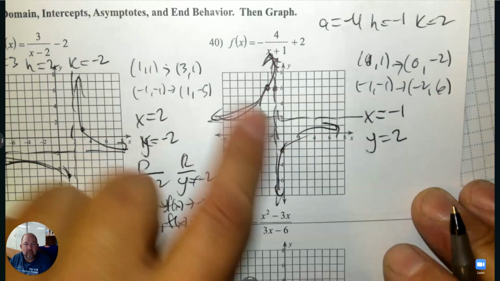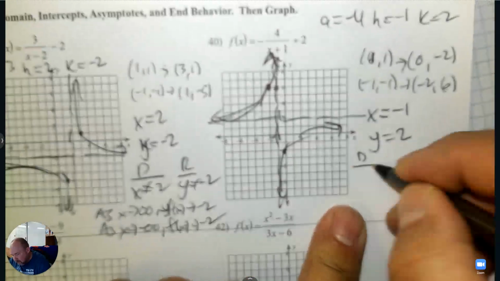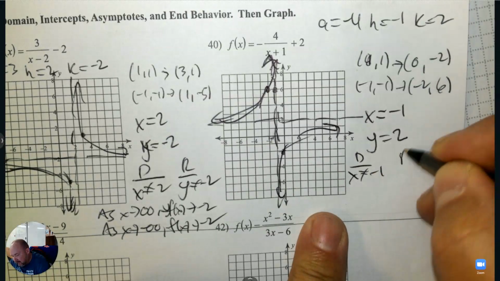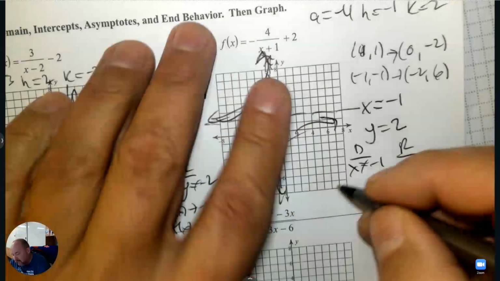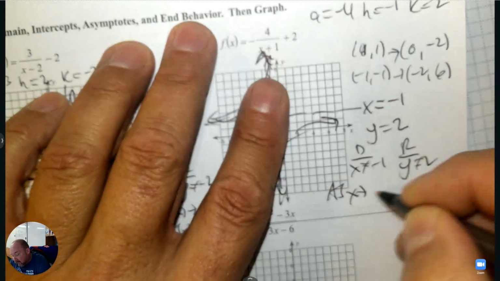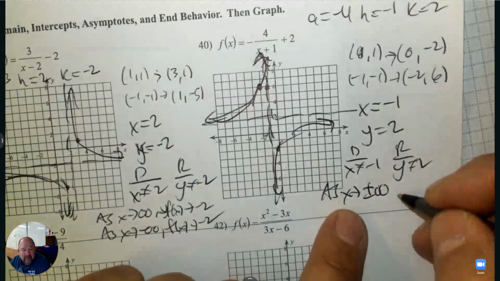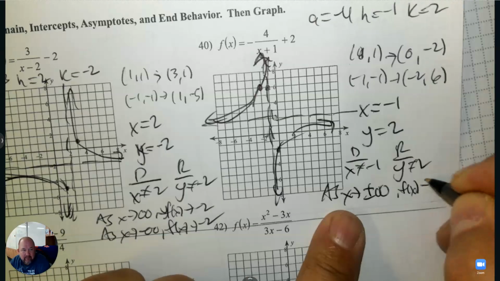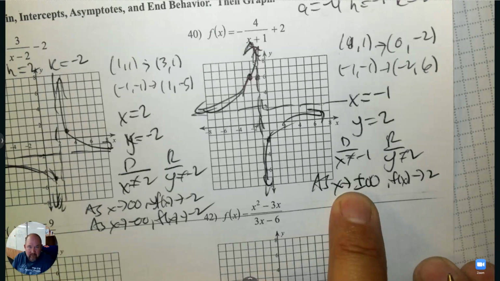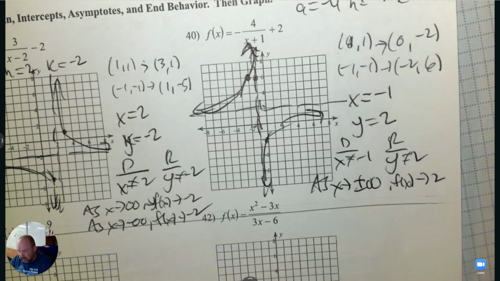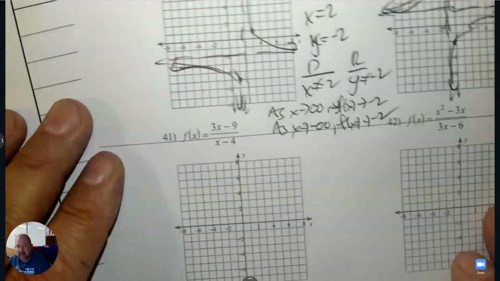So there's your curves. We know the domain x can equal negative 1, the range y can equal 2, and then the end behavior. If you want to, you can write down positive and negative infinity because both ends go to the same place. You can just write it together and not have to write it twice, or you can write it separately.